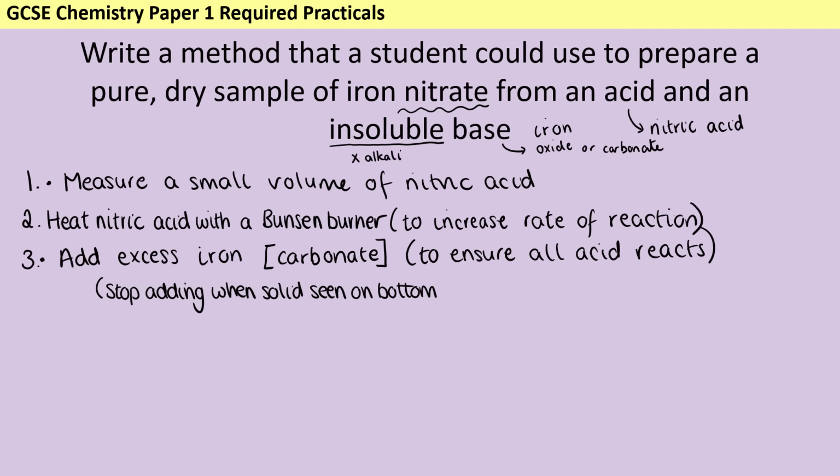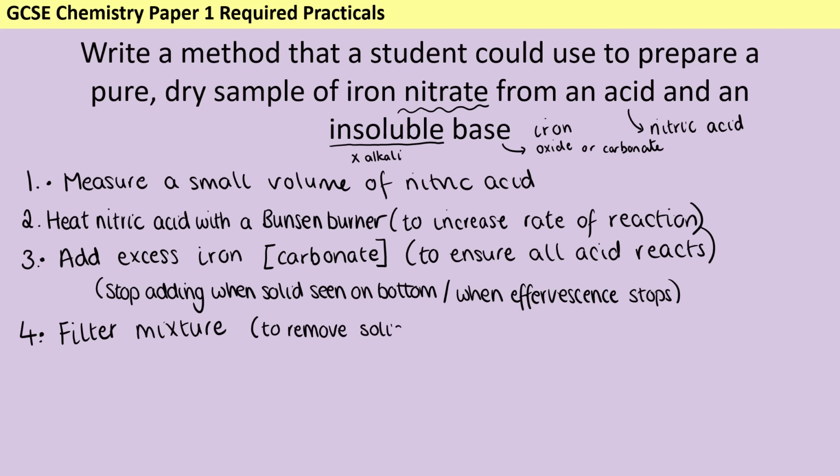Now, if you're using iron carbonate rather than iron oxide, you'll also see that it will stop bubbling. But if you're using oxide, there's no bubbling to begin with. So the solid at the bottom of the beaker is usually the best one to go for when you're describing how you know that you've added an excess. Once we've added that excess, we then need to remove it. So at that stage, you're going to filter it.